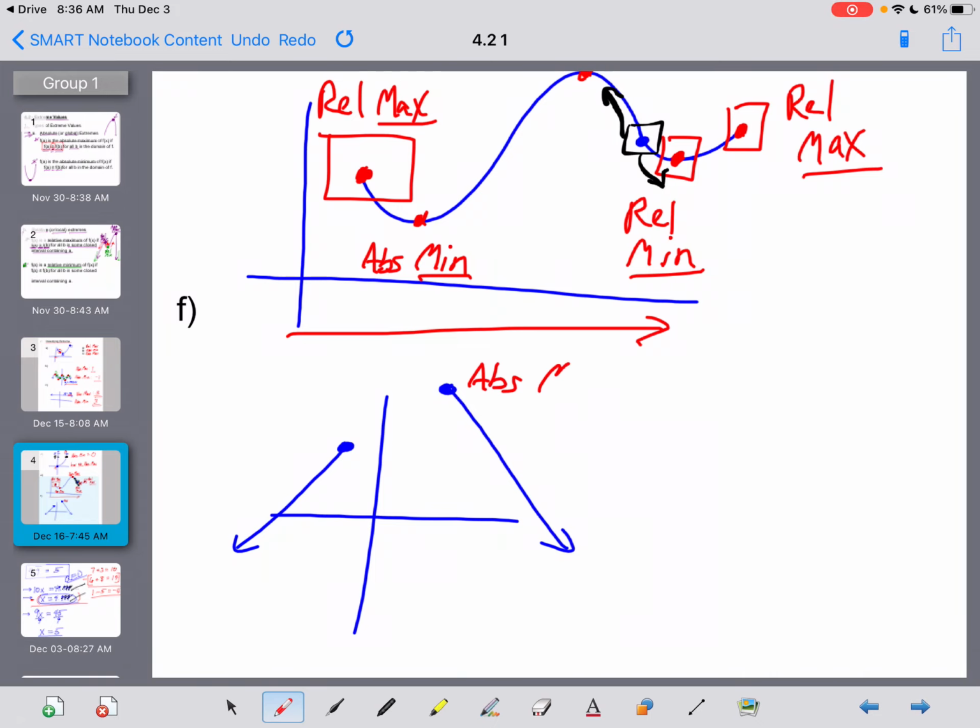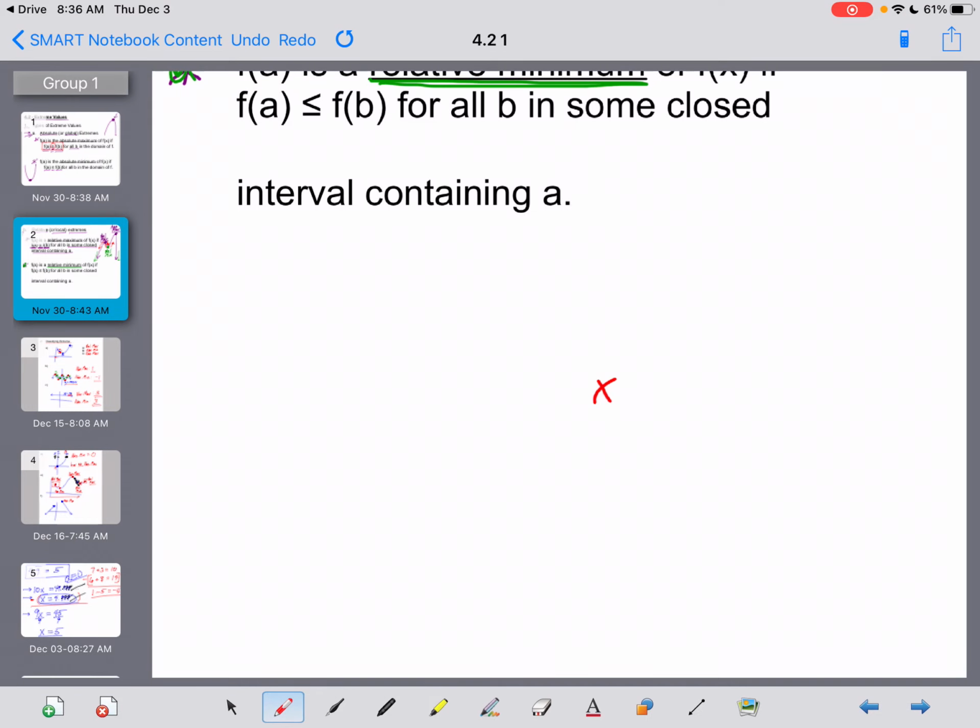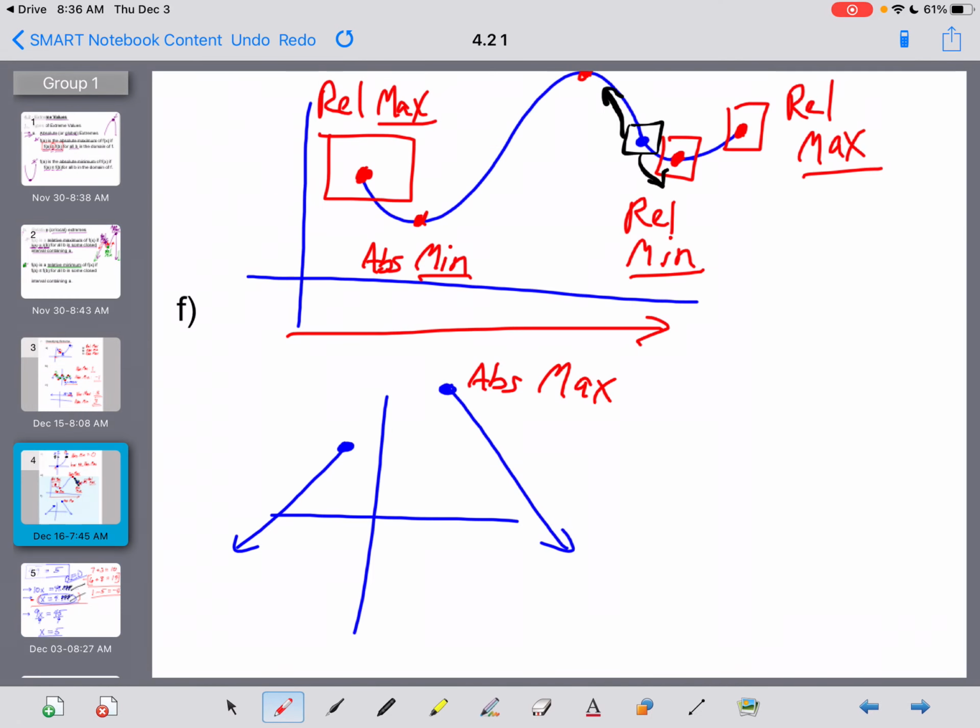That's our absolute maximum. Oh, now I've done it. I don't even know what I hit right there. Not that, not that. This one. Whew, there we go.